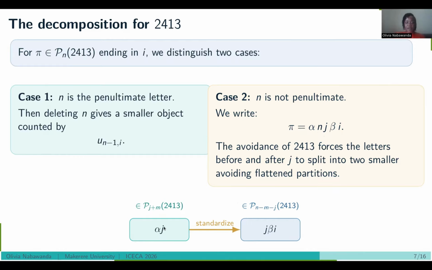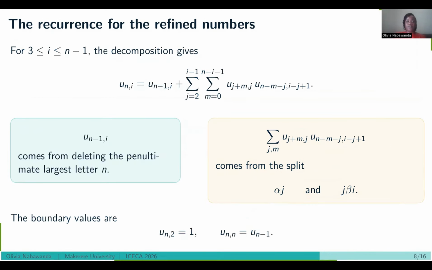And this here tries to explain how the standardization works. And what would those two subwords be? The first one would be alpha_n, and then the other, alpha_j beta_i, depending on how you want to decompose. But the main idea is that these two subsequences are themselves 2413-avoiding. And so that leads us to our recurrence relation using the last letter as our auxiliary statistic.